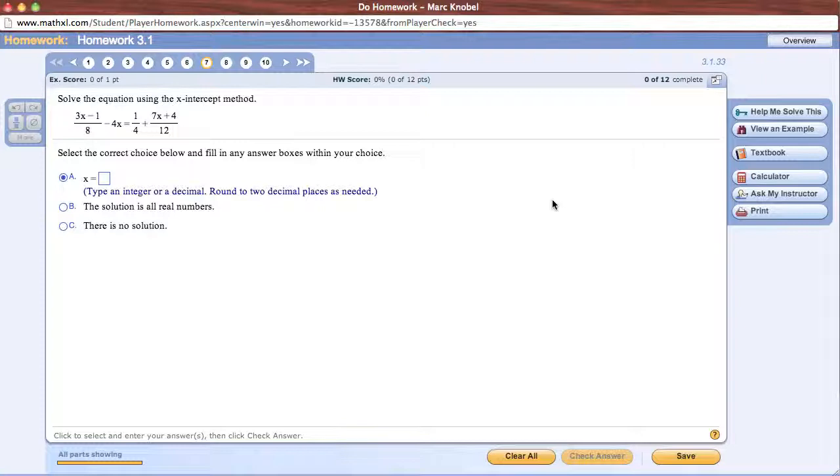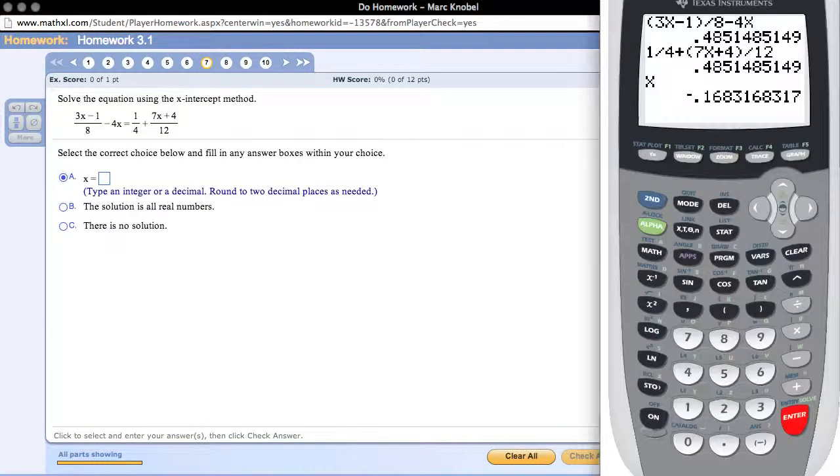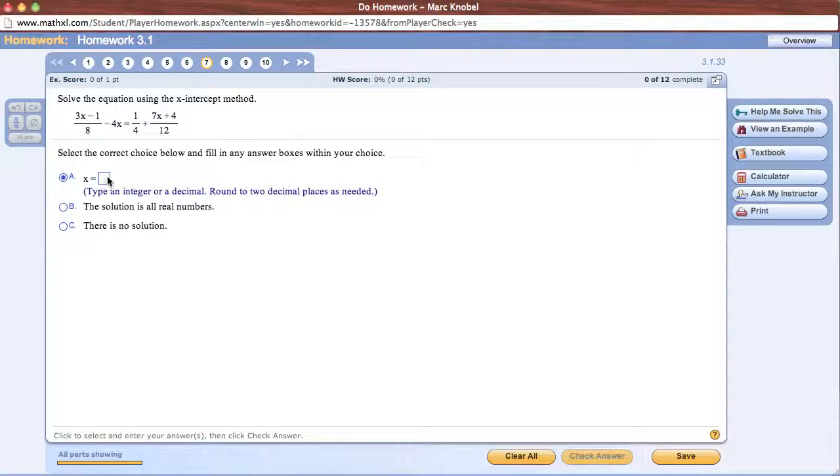And now my value of x, it's asking for rounded to 2 decimal places. So let me bring my calculator up. So to 2 decimal places, this is going to be negative 0.17. The second decimal place is a 6. The value to the right is 8, so this would be negative 0.17. So let's go ahead and enter that for x, and then we'll check our answer.